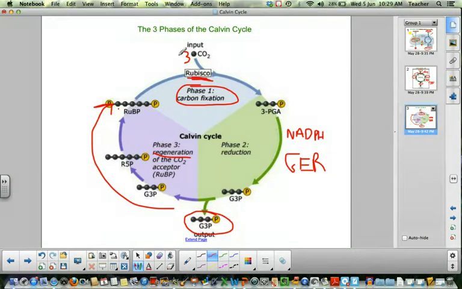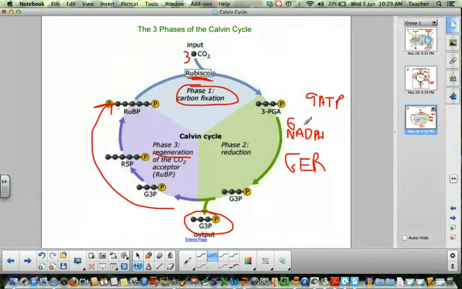Obviously, you need to know that 3 carbon dioxides are going in, 6 NADPHs are going in, and a total of 9 ATP are going in to make 1 molecule of G3P. And of course, when you use up the 9 ATPs, they're going to turn into 9 ADPs, which are going to be recycled back to the light reactions. We're also going to create 6 NADP+, which again are going to be recycled back to the light reactions.